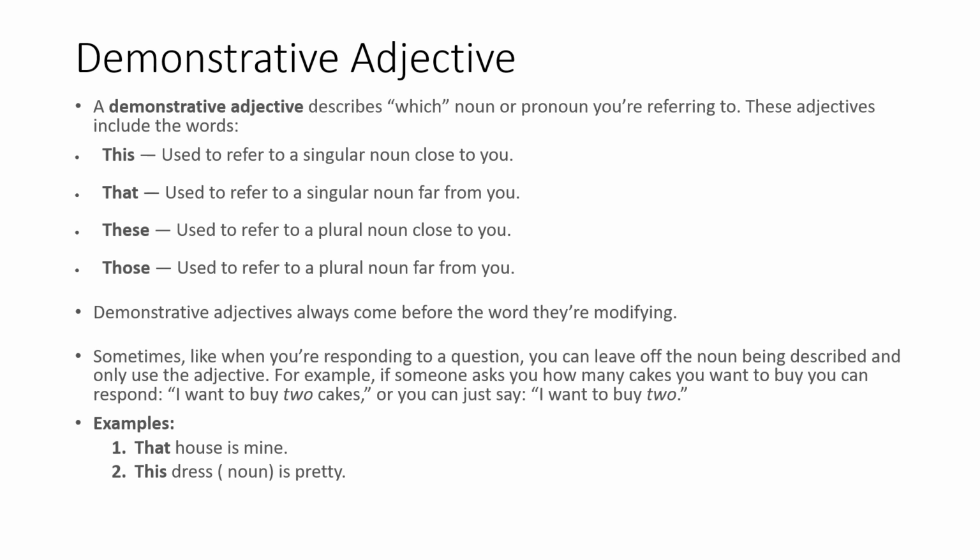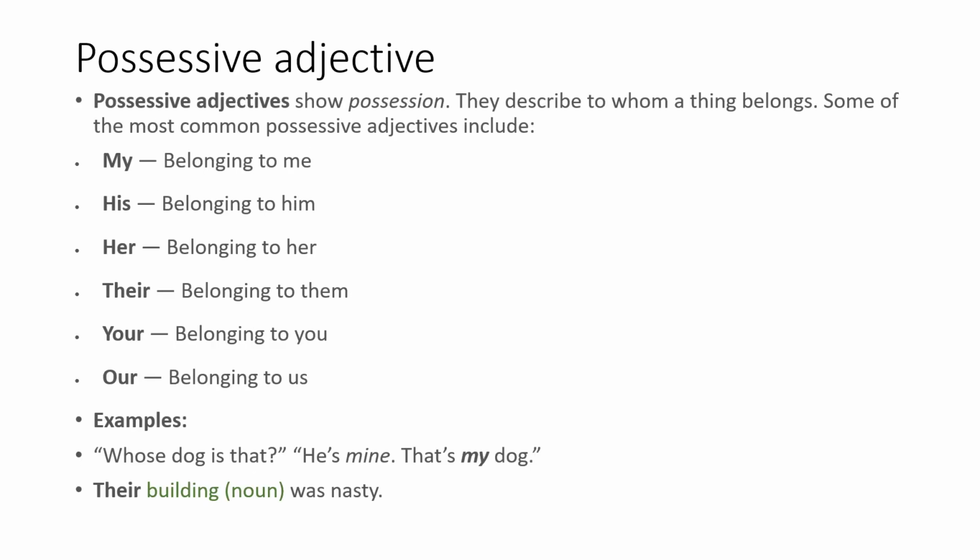There are some examples of demonstrative adjectives. That house is mine. This dress is pretty. That and this are examples of the demonstrative adjective. Now comes possessive adjectives. Possessive adjectives show possession. They describe the noun to whom a thing belongs. Some of the most common possessive adjectives include my, his, her, their, your, or our.